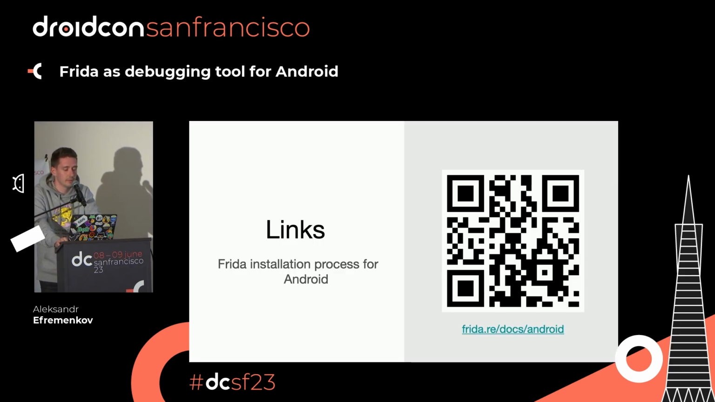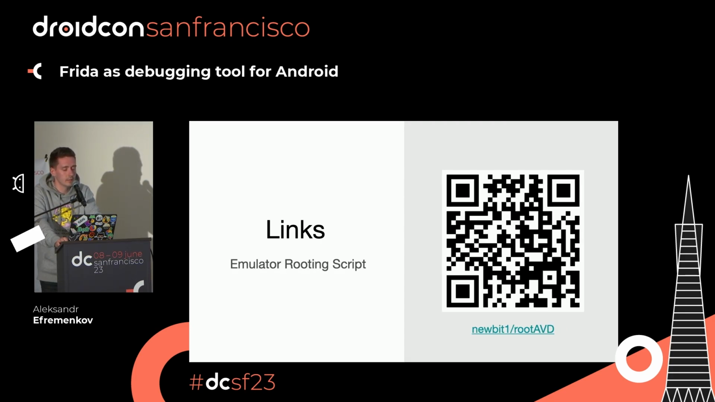The first one is the Frida installation process for Android. It's straightforward and really easy to do. There are about five or six steps that you need to make. The second one is the emulator rooting script. It's a small script that just connects through ADB and performs some tricks with your real image and the directory of the emulator, and it turns your emulator into a rooted one.